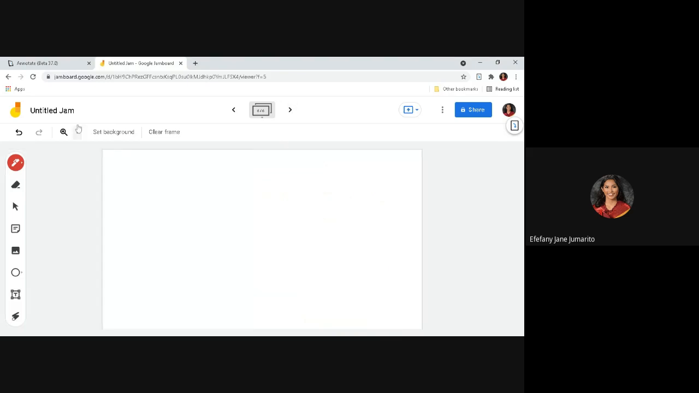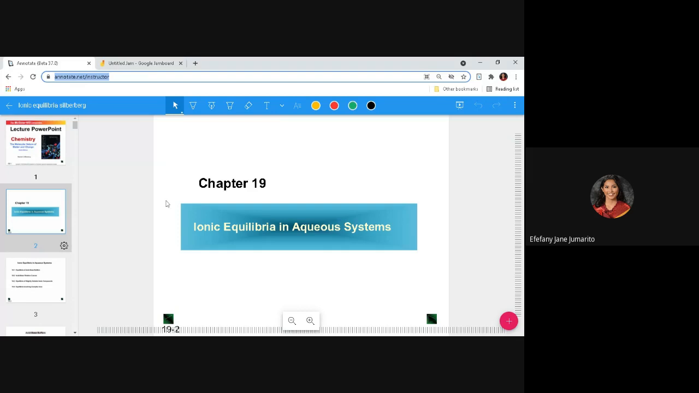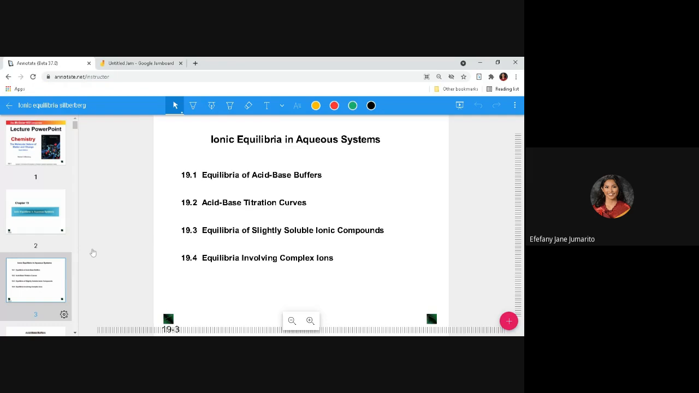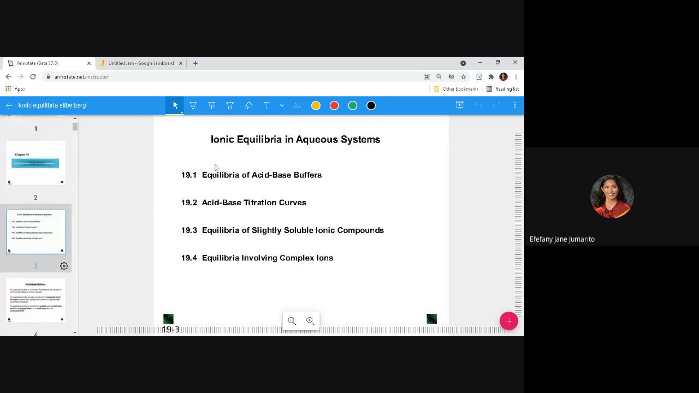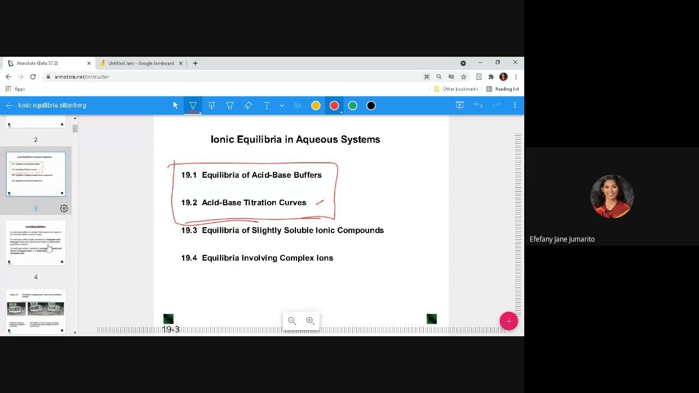Now, let's go to ionic equilibria in aqueous solutions. We will talk about equilibria of acid base, the buffers, and then also the acid base titration curves. So we will be dealing with these two only. Then we will add that to the previous chapter, which is acid base.